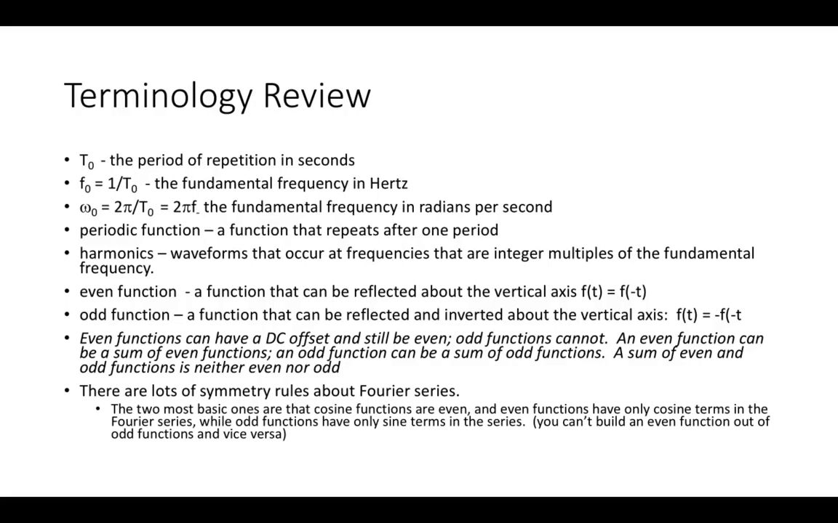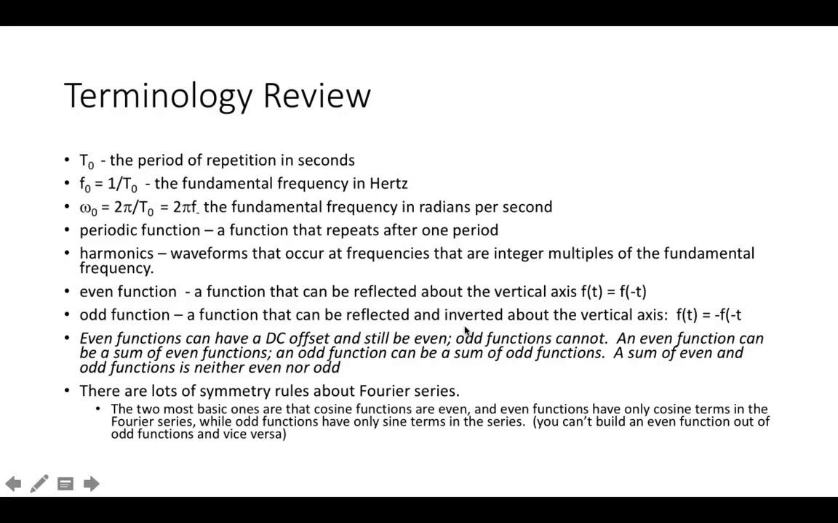All right, so I want to give a couple of new definitions because we're going to talk in a future lecture about even and odd functions. So an even function is a function that can be reflected around the vertical axis. And mathematically what that means is f of t is equal to f of minus t. An odd function is a function that is first reflected and then inverted around the vertical axis. So f of t is minus f of minus t.